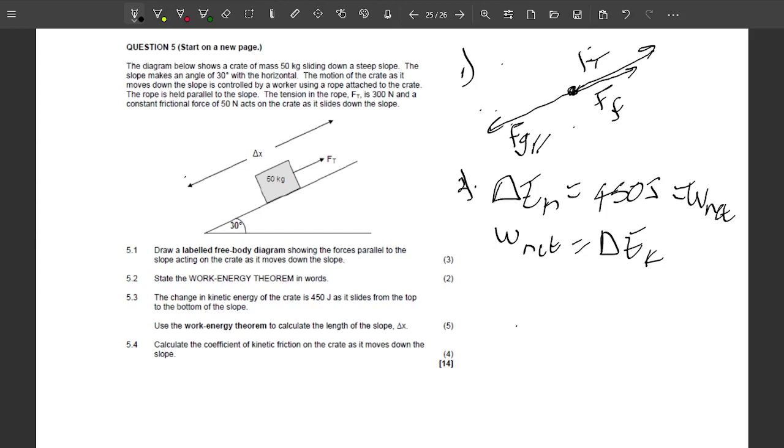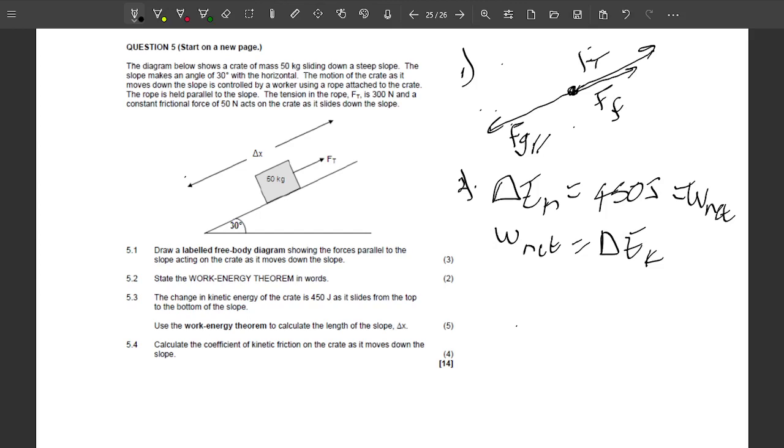Okay, so let's look at this crate. What are the forces that are actually doing work on this object? We're going to disregard things such as the FG perpendicular and the normal force. They're not doing anything here. In fact, they're canceling each other out. So when we're looking at the W net of this object, we're going to disregard those forces.